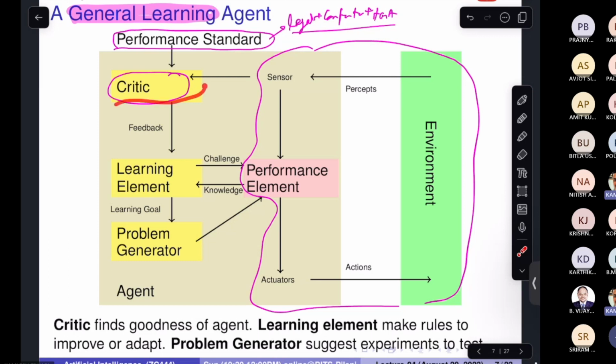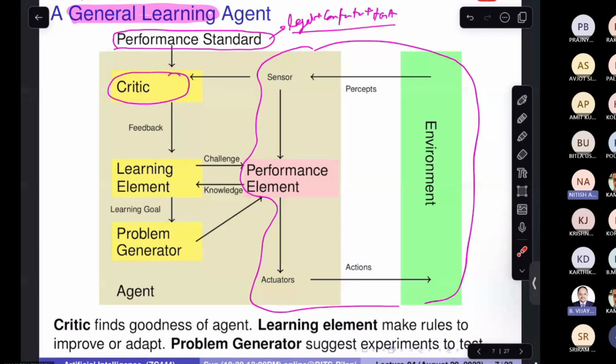So the task of the critic is to see how good this particular performance element is working based on these standards. Based on this standard, how good it is working, and then he formulates his feedback and provides the feedback to something called the learning element. This part is clear? Can you write yes? Yes, sir.